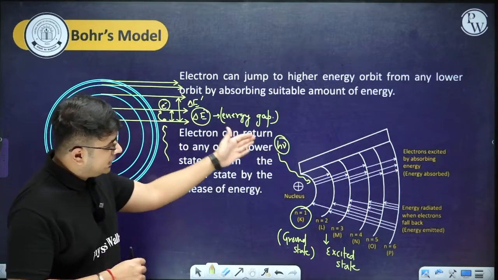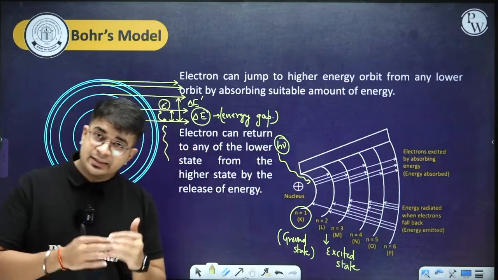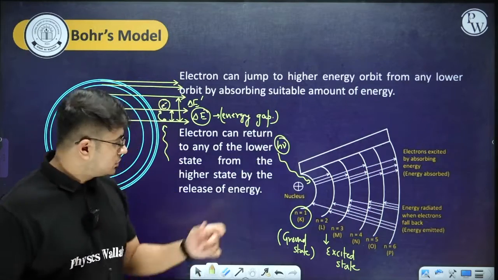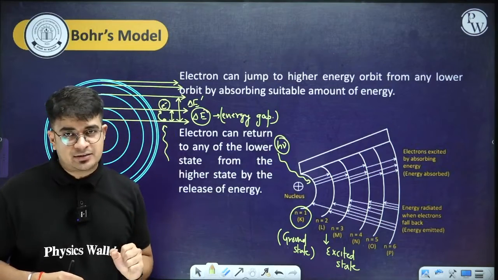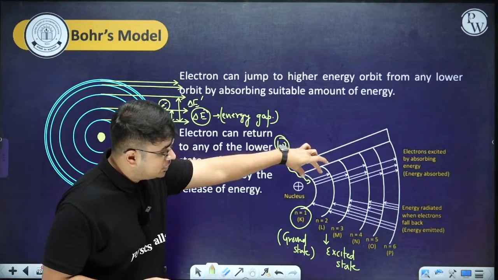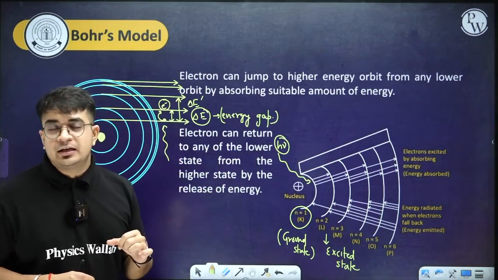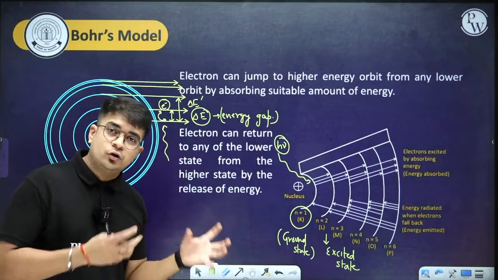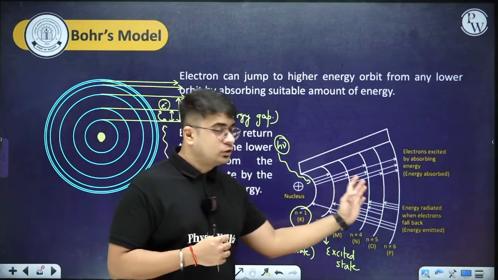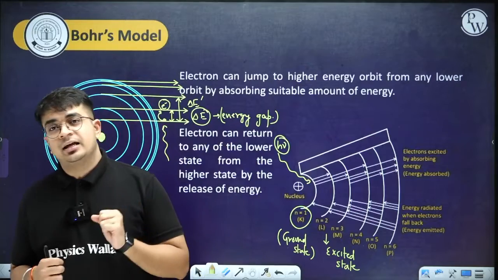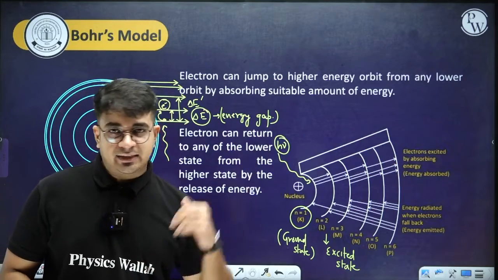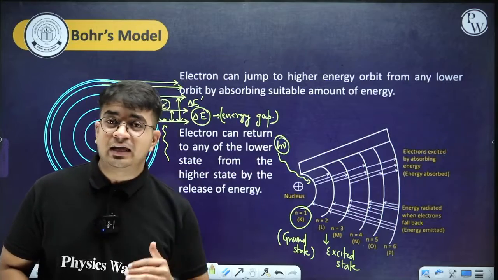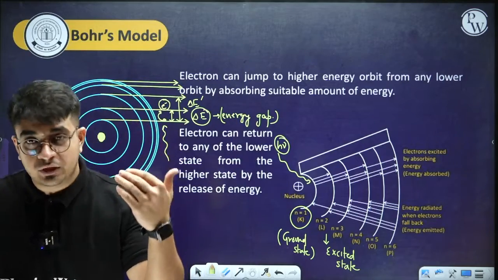So if I'm providing any amount of energy, it means I'm interacting the atom with light, because light has a specific amount of energy, or light of a specific wavelength I can say. And if that energy matches with the gap between the orbits, definitely the electron is going to absorb that energy, and it will jump to the excited state. But it cannot spend the entire time in the excited state, because in the excited state the energy of the electron is very high. It will again try to release the energy.